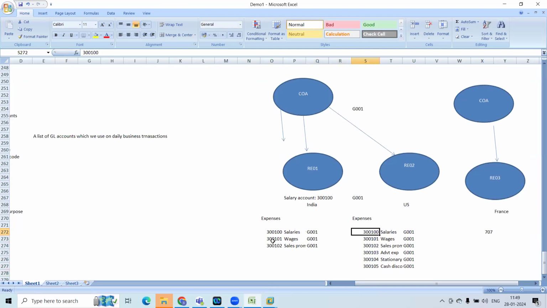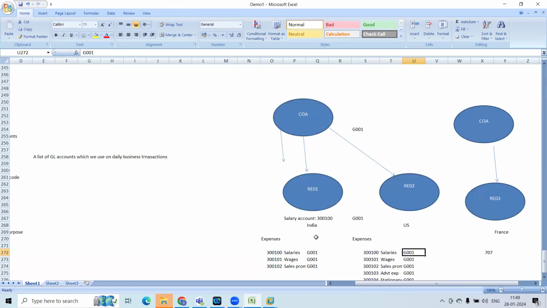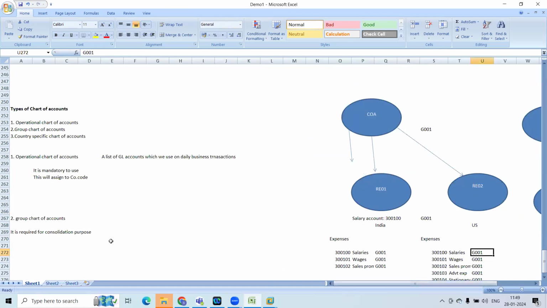So at group level, if you want to know what my expenses are, simply execute this G001. Then you will come to know what my group level expenses are. Is it clear, Purushottam? You ask other friends what they understood. Thanks, Andy.